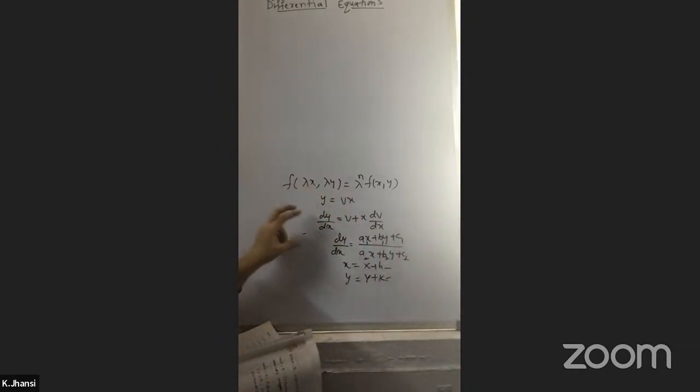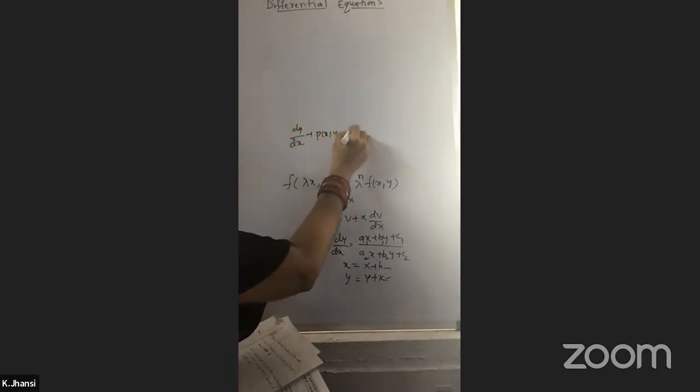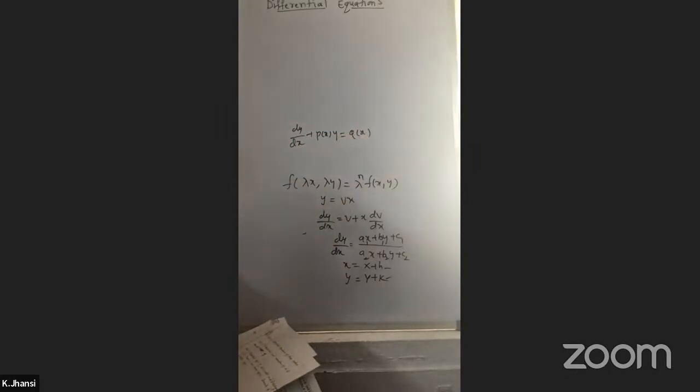So this is one part. This is the important one. You may have a 10-mark question on homogeneous or non-homogeneous. Next we have the linear differential equation. I have told you: dy by dx plus p of x into y equals q of x. It will look like this. This you will also get as an objective type question.